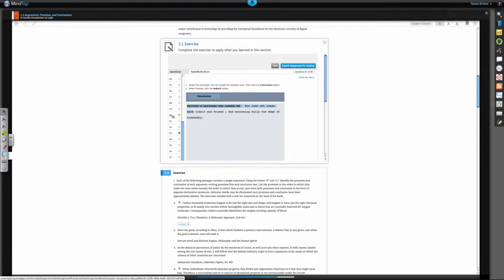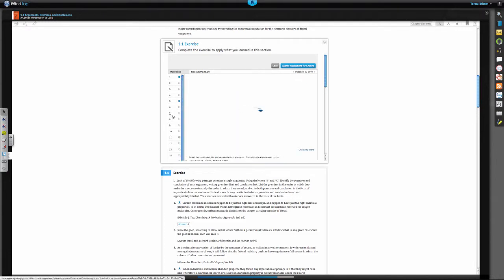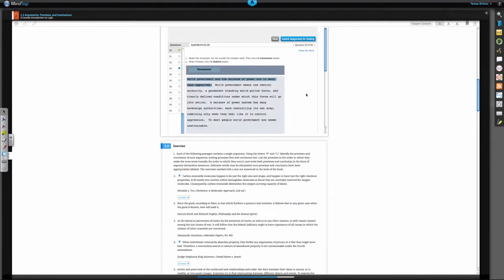Okay, one last one. Let's take a look at number 30. The first statement is the conclusion. World government and the balance of power are in many ways opposite. But let's read on. World government means one central authority. They're telling us what world government is, giving us some defining conditions, a definition of it. Next statement: a balance of power system has many sovereign authorities, each controlling its own army, combining only when they feel like it to control aggression.